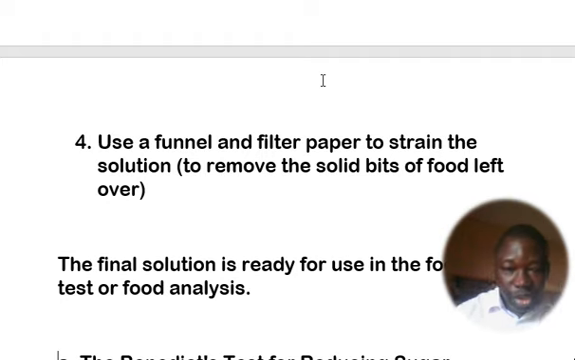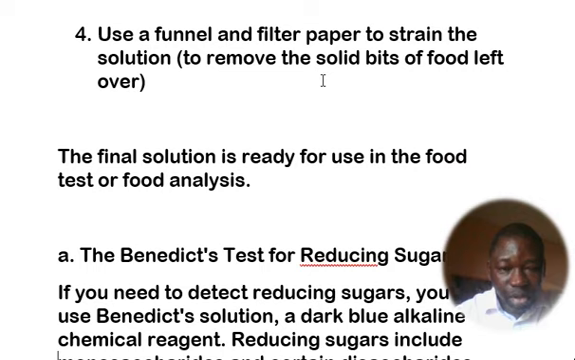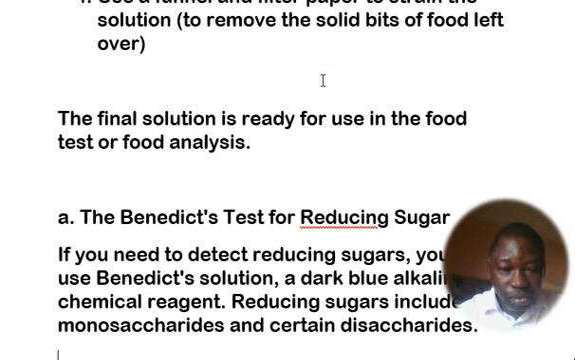Some of these tests may not involve crushing. Your demonstrator, the practical technologist, will demonstrate to you and explain all that to you. But you can also crush all the food as explained here to get the answer. The final solution is ready for use in the food test or food analysis.